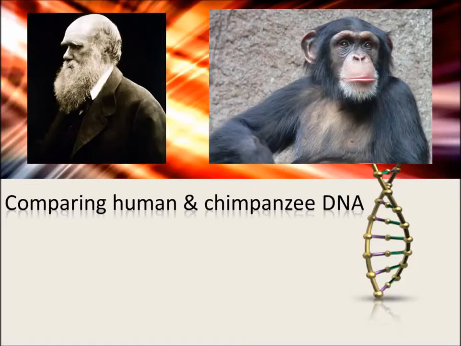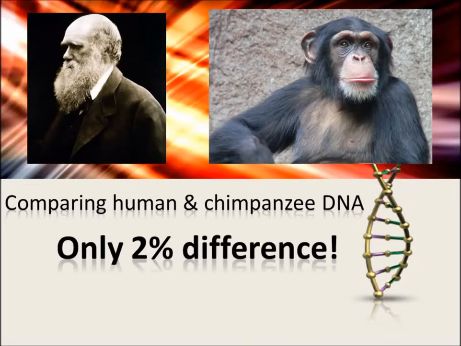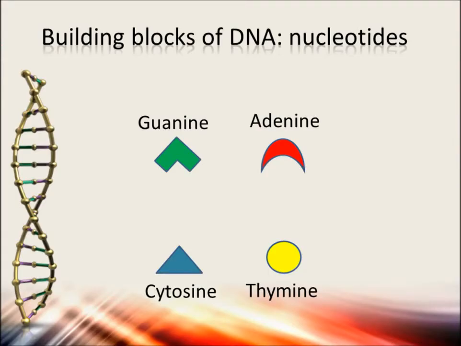Comparing human and chimpanzee DNA. Scientists say that our genes differ only about 2% with that of a chimpanzee. But how exactly do they know? In a couple of minutes you will know. First, let's explain some more about DNA.